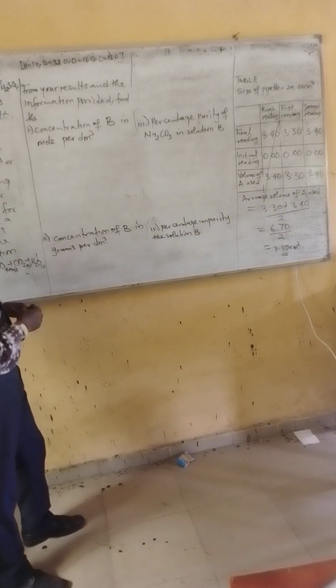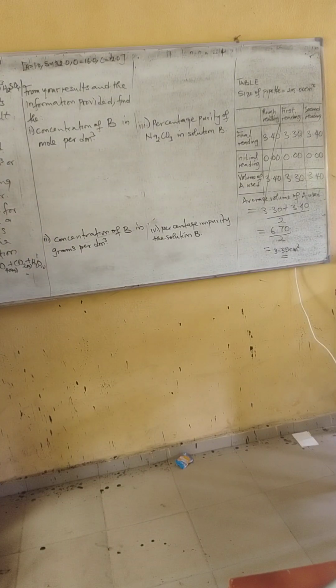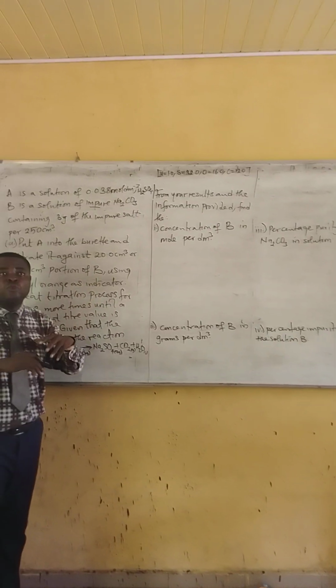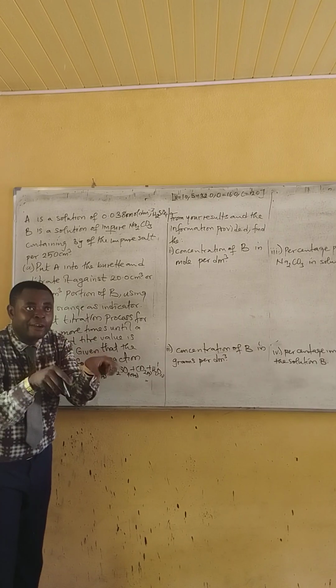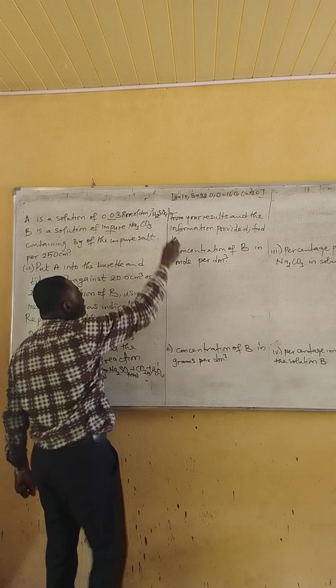Then go back to the question. From your results and the information provided, find concentration of B in mole per dm³. What do they say about B? B is a solution of impure Na2CO3. Whatever number that is given here, 3 grams, we cannot use it for the concentration because of this adjective impure. So we are going to assume that Na2CO3 does not have any concentration because it is impure. So we want to look for the concentration of the pure one.